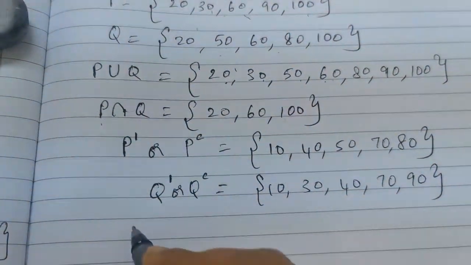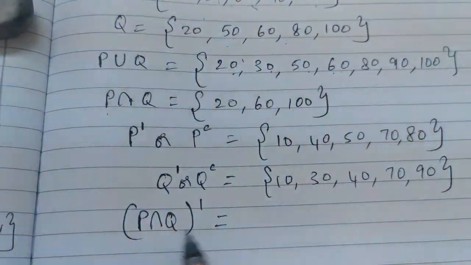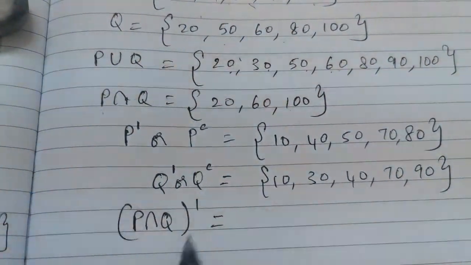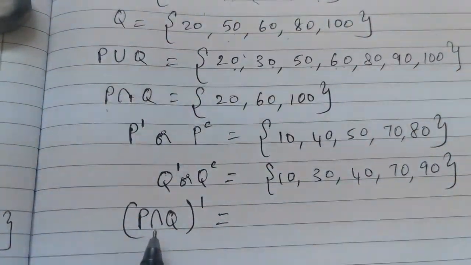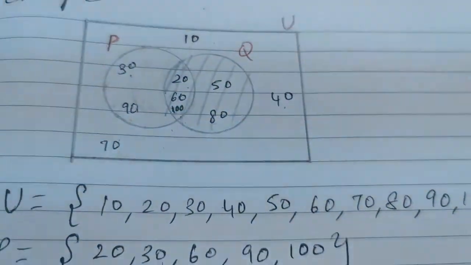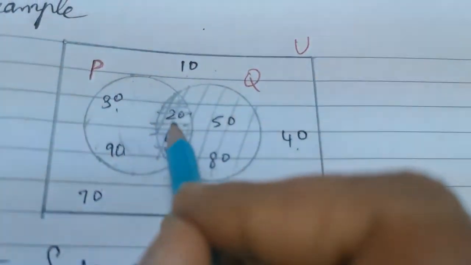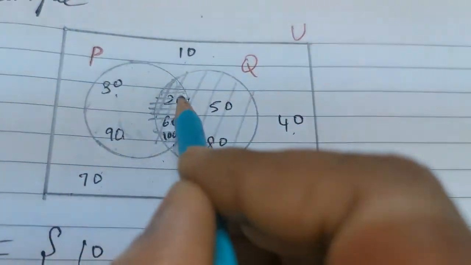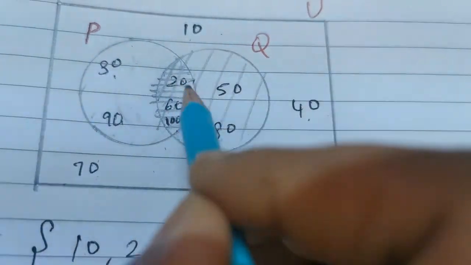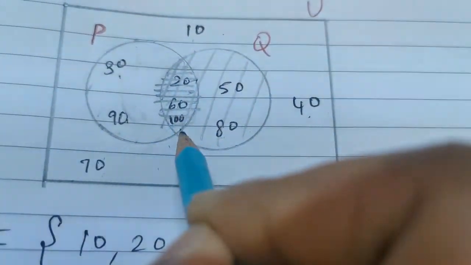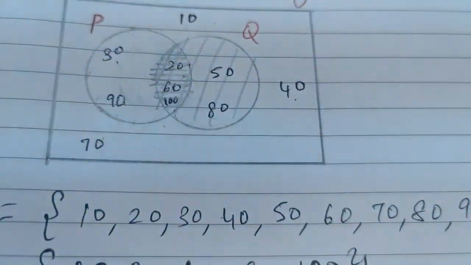Let's try another set operation. P intersection Q, the whole complement. So the complement of this set means we have to remove P intersection Q. That means the common elements of P and Q. The common elements of P and Q are in the place where these two sets of lines are meeting. So this area is P intersection Q. So when we remove 20, 60 and 100, the remaining elements belong to P intersection Q, the whole complement.